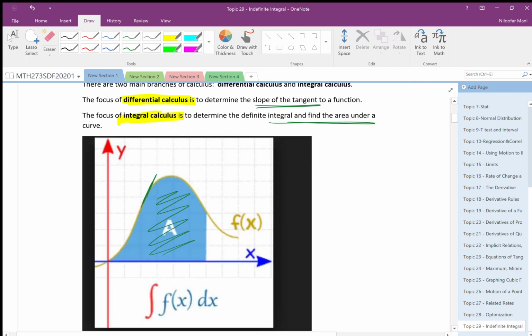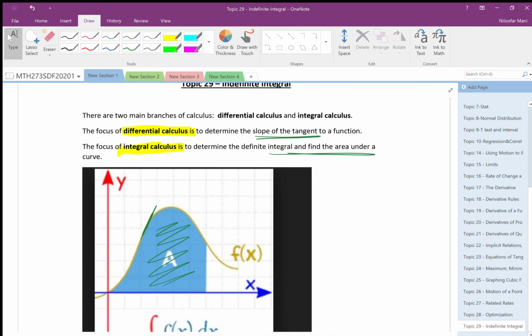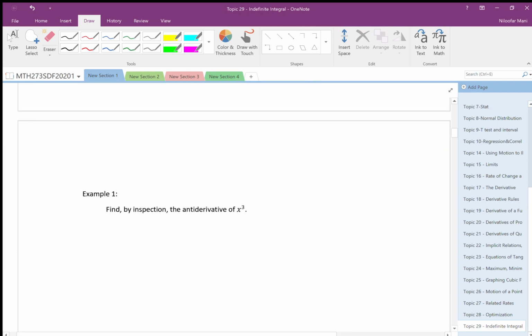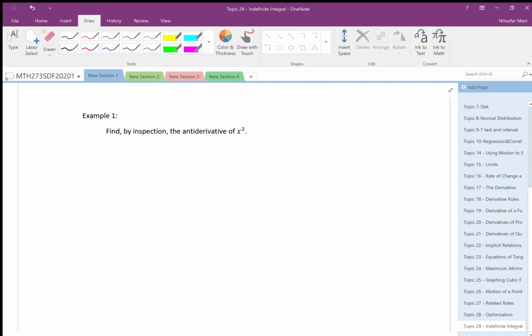The reason we knew the derivative is because of the slope of a tangent line, and the reason we need the antiderivative is just the area under the curve. I want to find the area under the curve. For some curves it's very easy to calculate the area under the curve, but for some it's not, so you need to know the integral. Here I start with something easy. What is the antiderivative of x cubed? Remember, I want a function such that if I find the derivative of the function, the result is x cubed.